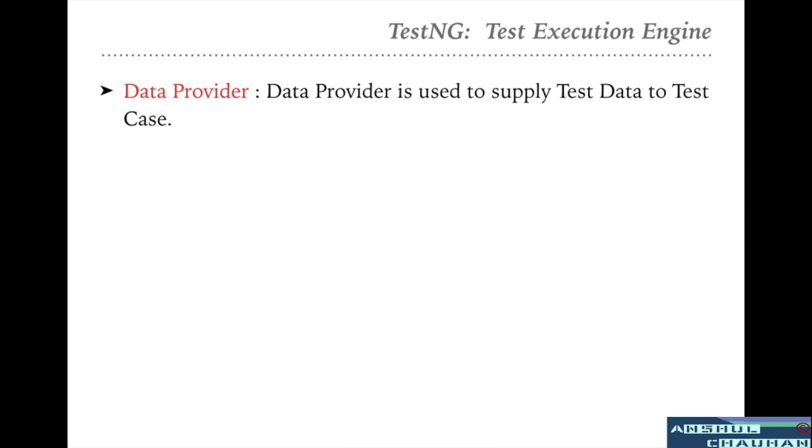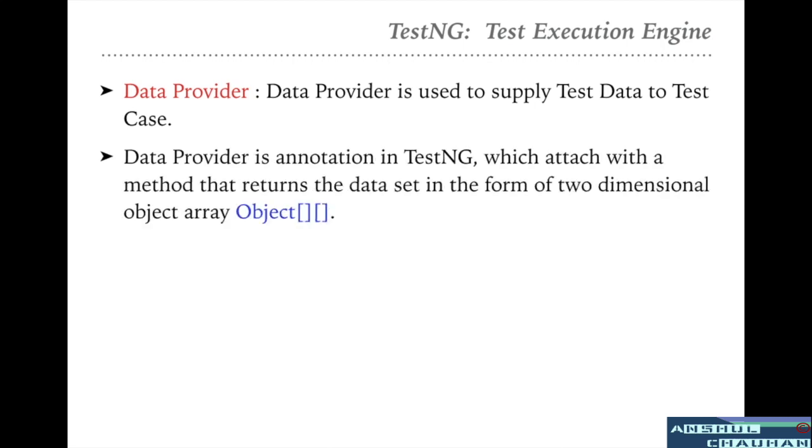First we will try to understand what is data provider. As we have already discussed in the previous lecture, data provider is used to supply the test data to test case, which is the key of data driven testing. Data provider is also an annotation in TestNG, which is attached with the method that returns the dataset in form of two-dimensional object array. So when we are implementing the data-driven testing, we will create a function in Java that will return the two-dimensional object array, and we will attach the @DataProvider annotation with that particular method.